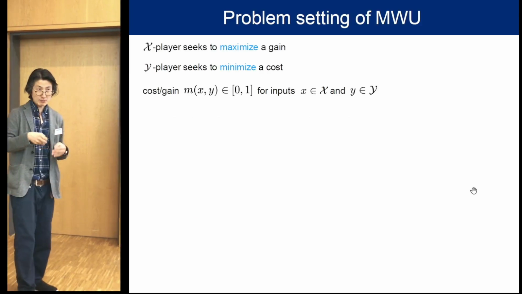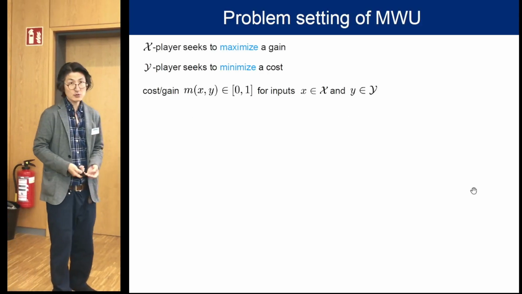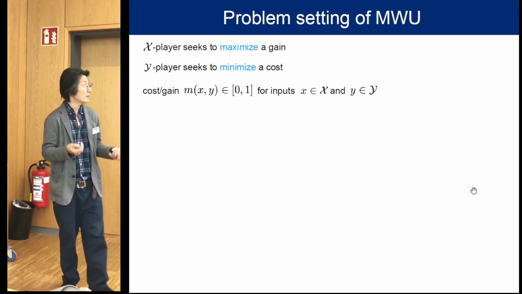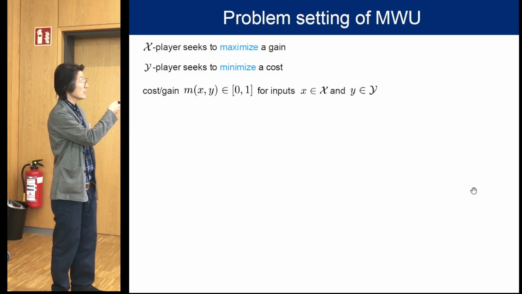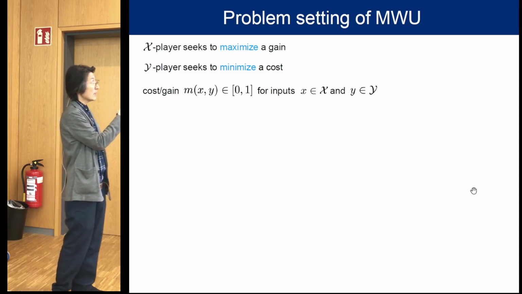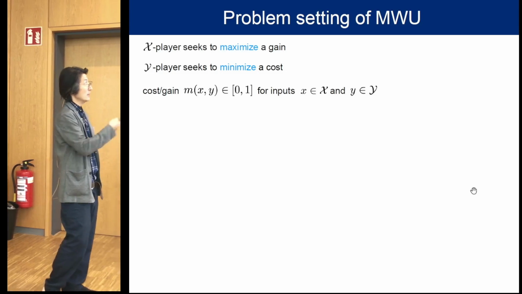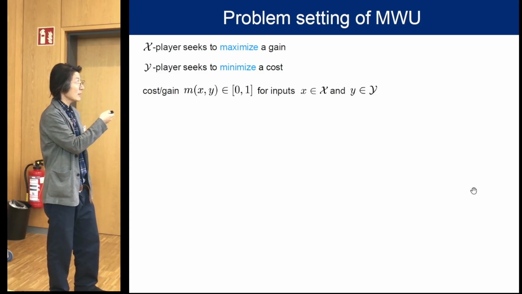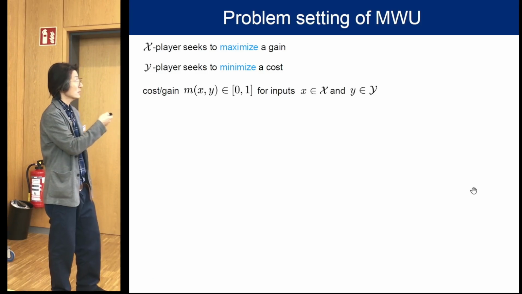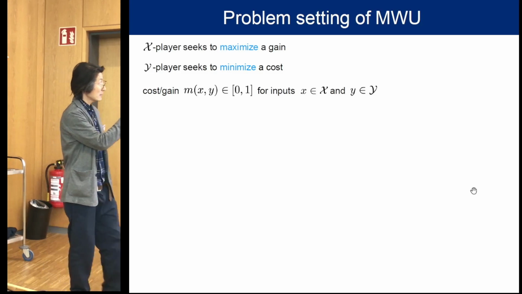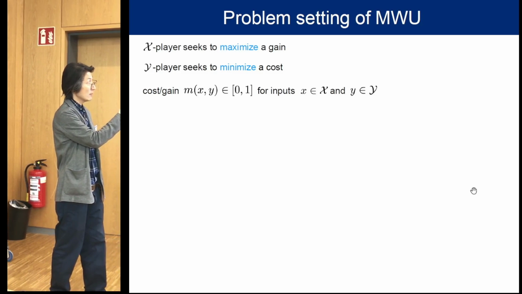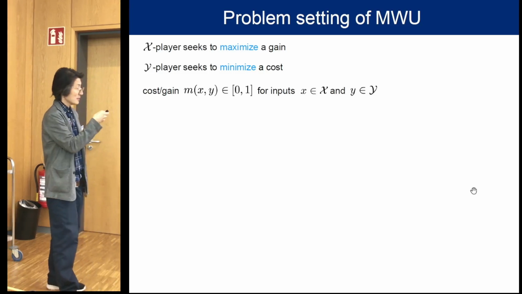Okay, so the problem setting of MWU algorithm is the following. So we consider a two-player game. So first we have X player, and this X player would like to maximize a gain. And another player, which we call Y player, would like to minimize a cost. And cost and gain are given as m of x y, which takes a value between 0 and 1 for X player's input x and Y player's input y. Okay, so this is the setup.